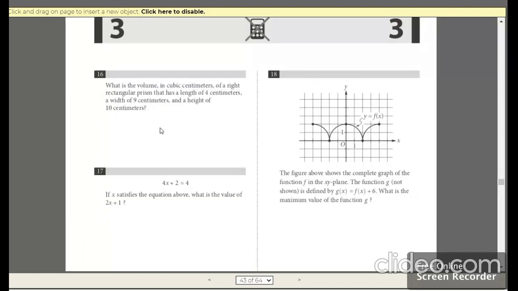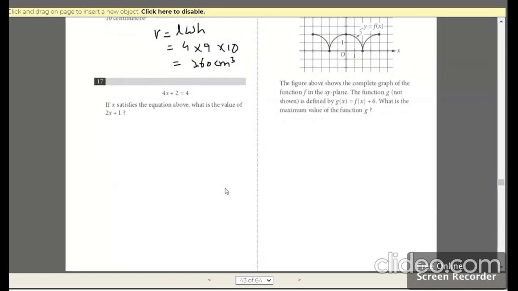Moving on to question number 16. What is the volume in cubic centimeters of a right rectangular prism, which is nothing but a cuboid, that has a length of 4 centimeters, width 9, and height 10? So basically it is nothing but L times W times H, that is 4 times 9 times 10. 4 times 9 is 36, 36 times 10 is 360 cubic centimeters, which is the volume.